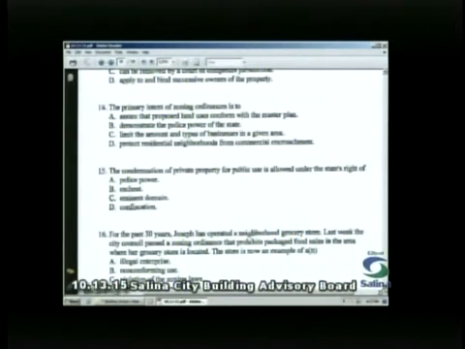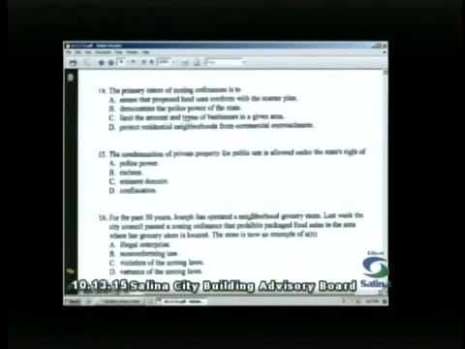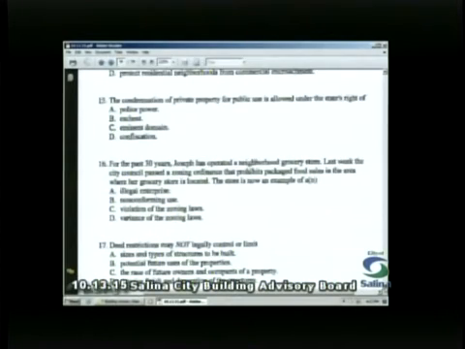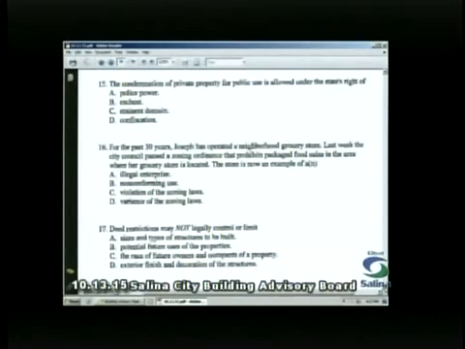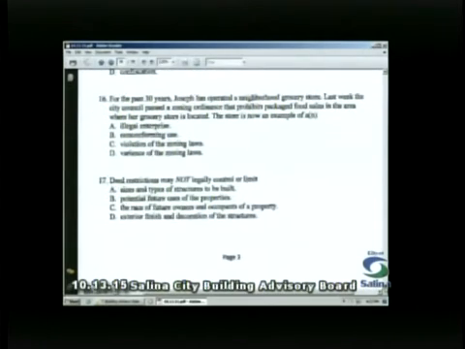The condemnation of private property for public use is allowed under the state's right of... C. That is not often used, by the way. Wow.